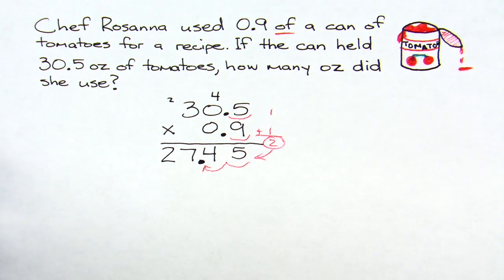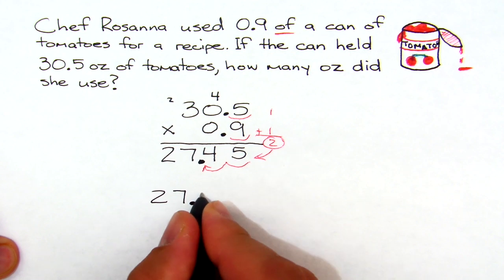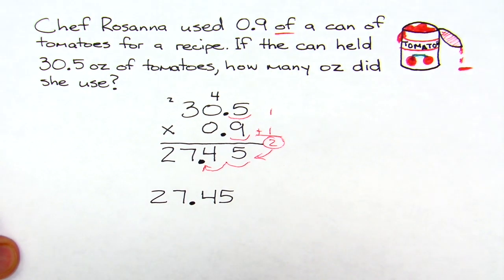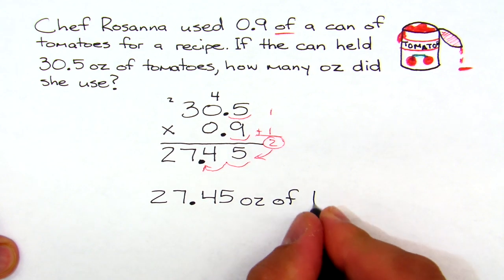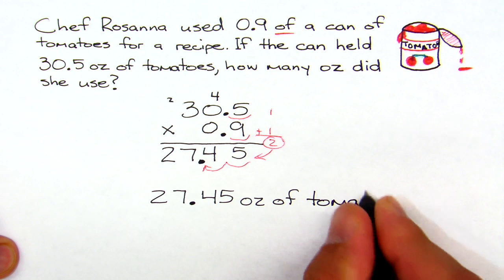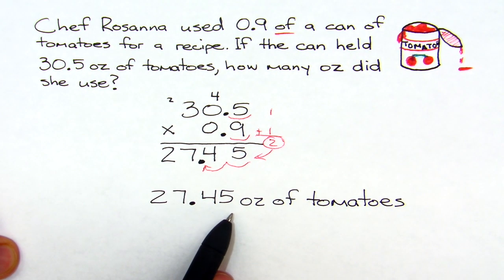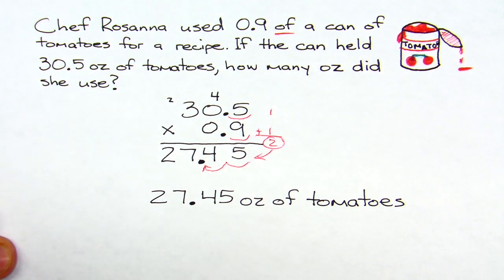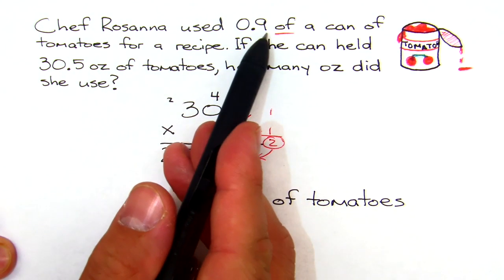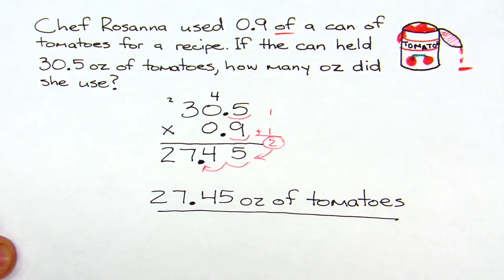So our answer, and we always want to rewrite it with a label, would be 27 and 45 hundredths ounces of tomatoes. That makes sense because 27 and 45 hundredths is pretty close to 30.5. And since we know that Chef used almost the whole can, that makes a whole lot of sense. So 27 and 45 hundredths ounces of tomatoes.